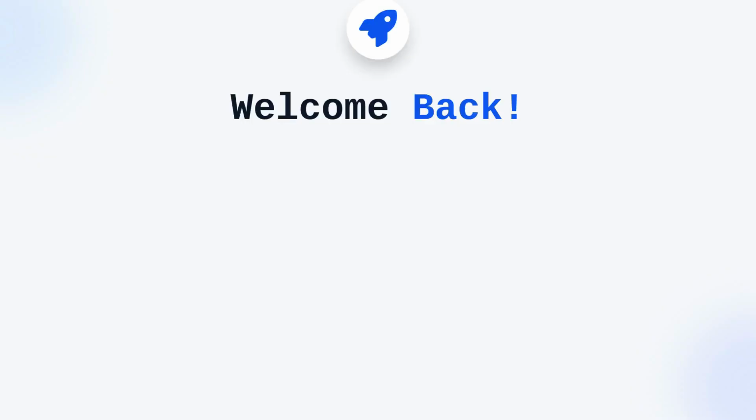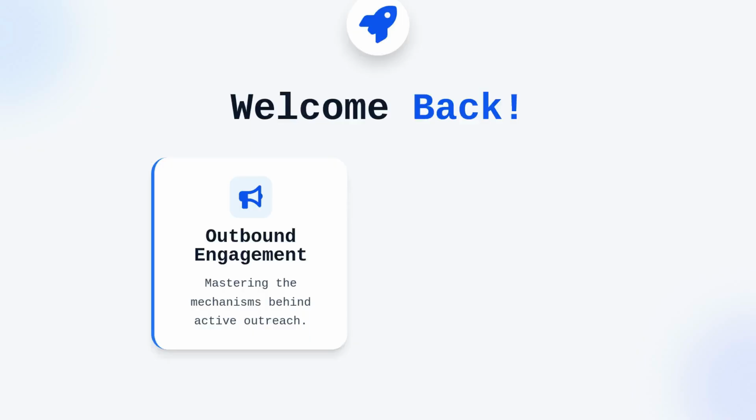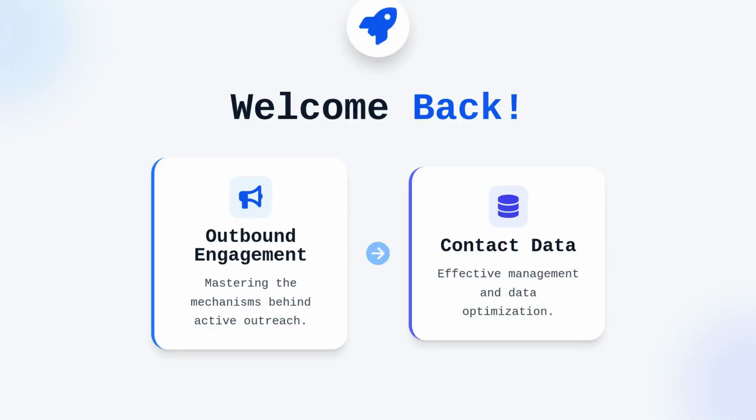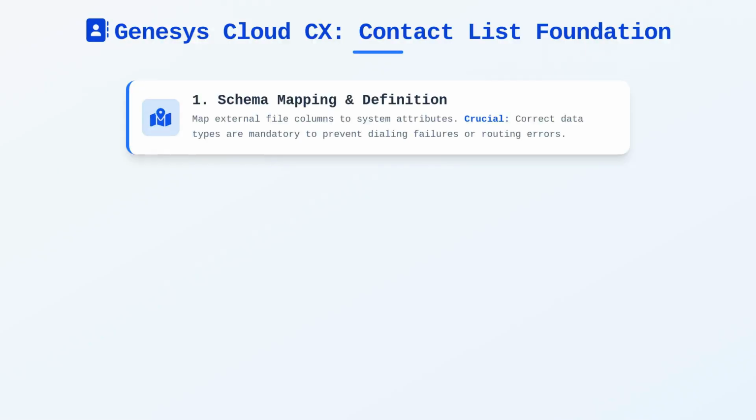Welcome back. In this lesson, we will explore the mechanisms behind outbound engagement and how to effectively manage your contact data. The foundation of any outbound operation in Genesys Cloud CX resides in the contact list. When importing data, you must define a schema that maps your external file columns to the contact attributes required by the system. It is imperative to ensure that data types are correctly identified during this process, as misconfigured fields can lead to failed dialing attempts or routing errors.